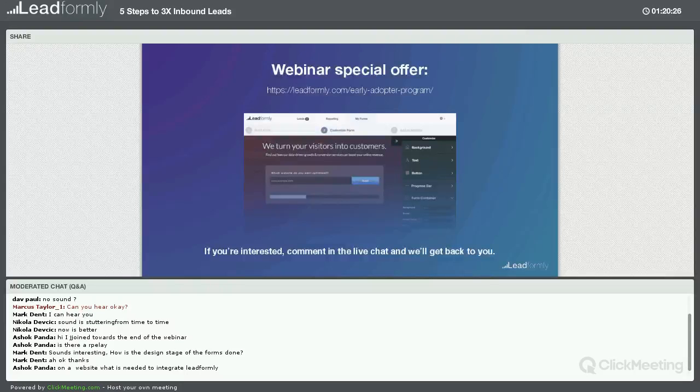Okay, so Ashok asks, on a website, what is needed to integrate Leadformly? Nothing. Basically, when you build a form in Leadformly, you end up with about 5 lines of code. It's just a really simple embed code, similar to something like MailChimp, where you're given a small snippet of code, and you just drag and drop that into your website. We've tested Leadformly forms on WordPress sites, as well as a range of different CMSs. So as far as we've tested so far, it works across virtually any website, and you just drag and drop the code where you want the form to appear.